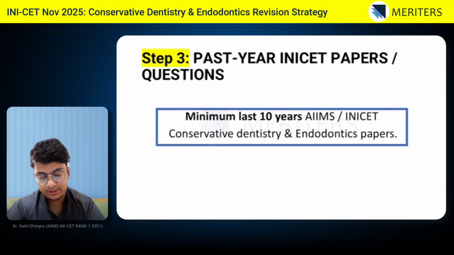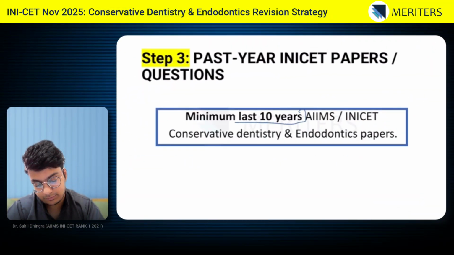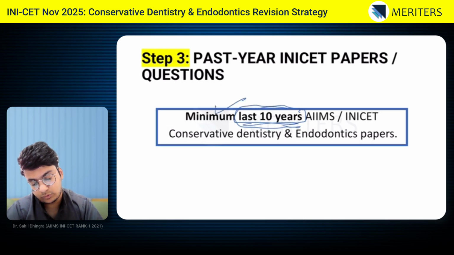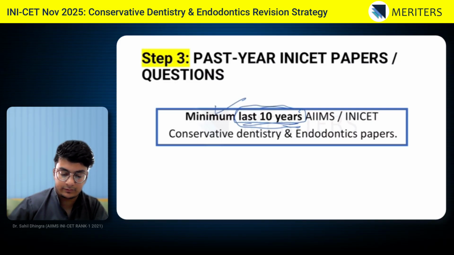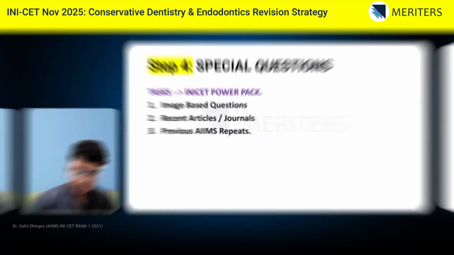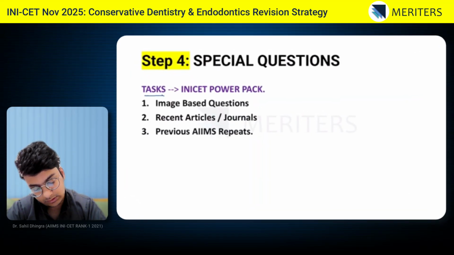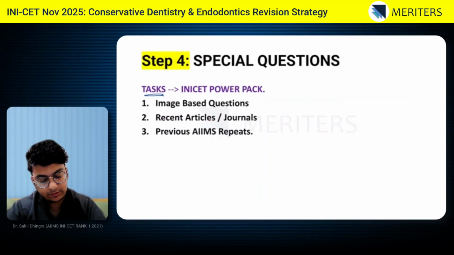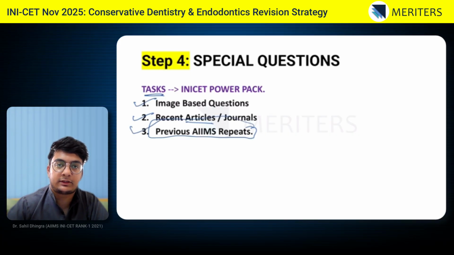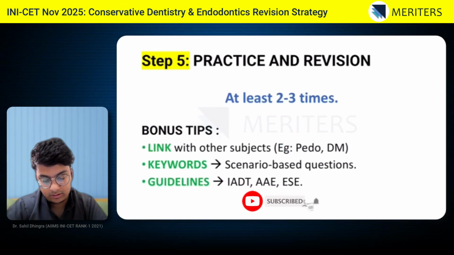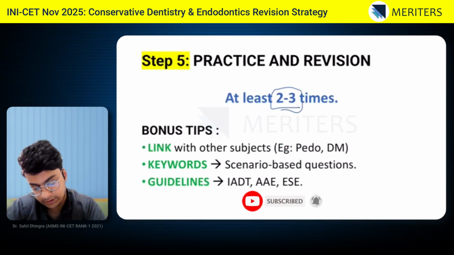Step 3 is the past year INI-CET question papers. The minimum last 10 years, again, you have to cover. So around 20 papers. In that, you will get around 300, 400 questions from just your cons endo in the last 20 papers. Then is the special question set in your tasks in your INI-CET Power Pack. This includes the image-based questions, questions from recent articles, and the previous AIIMS repeats. So these 3 things you will cover from the tasks in the Power Pack. And then you have to practice at least 2 to 3 times.